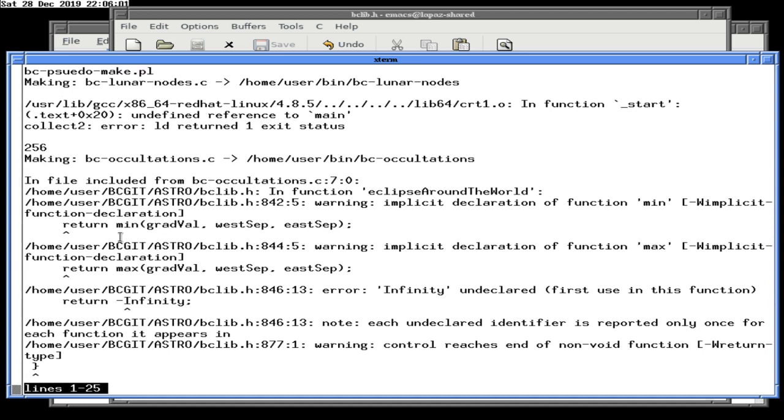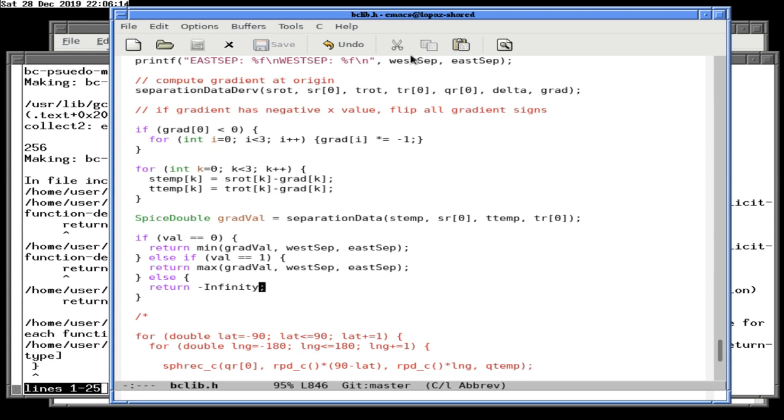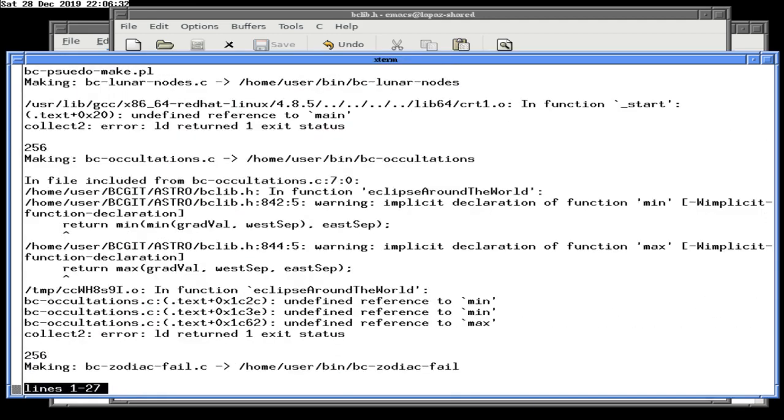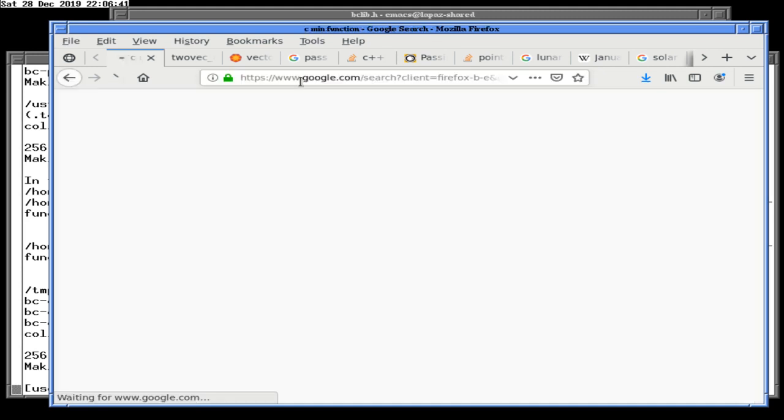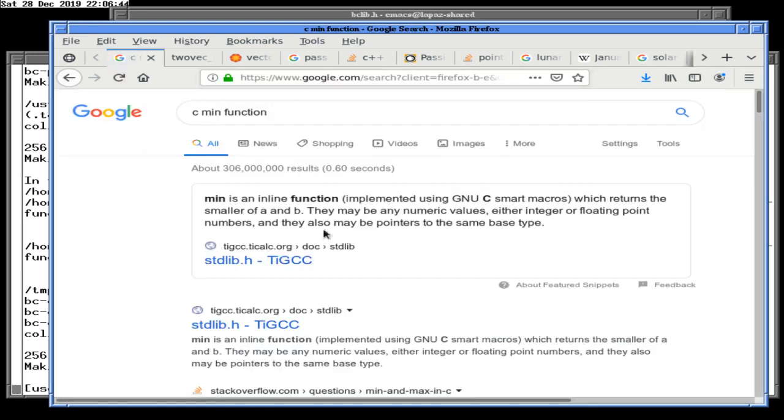Implicit declaration of function min. What the hell? Oh, it might be error, infinity undeclared, so we'll just return something that's equivalent to infinity. Okay, and I'm afraid, I think, in order to do this, you have to do it like this. You have to call min twice. So you take the minimum of the first two, then the minimum of that with the third. The same thing, but just what C cares about. No, it doesn't like min. Where the hell did the C min function go? Oh. I think we talked about this before, yeah.